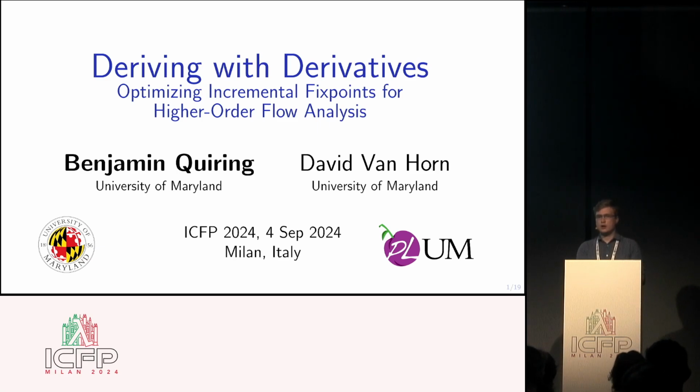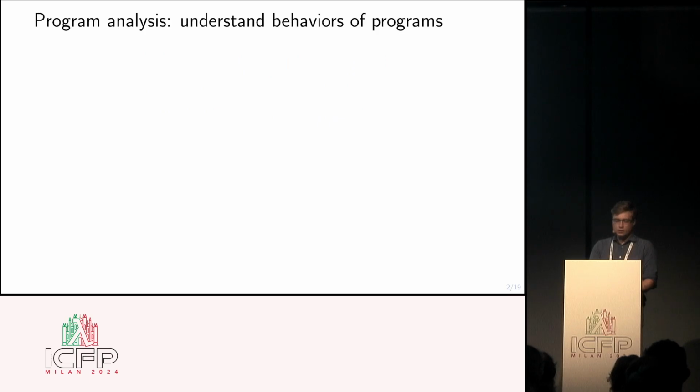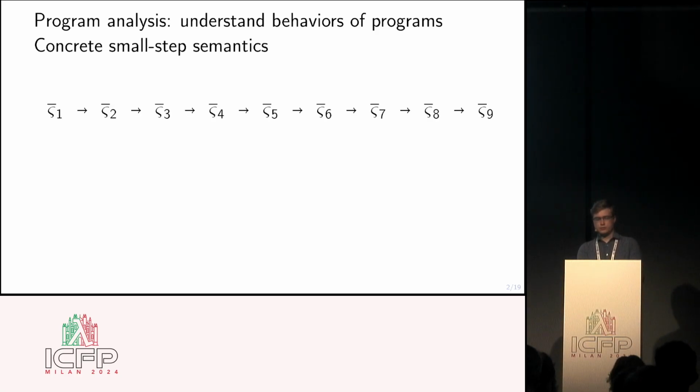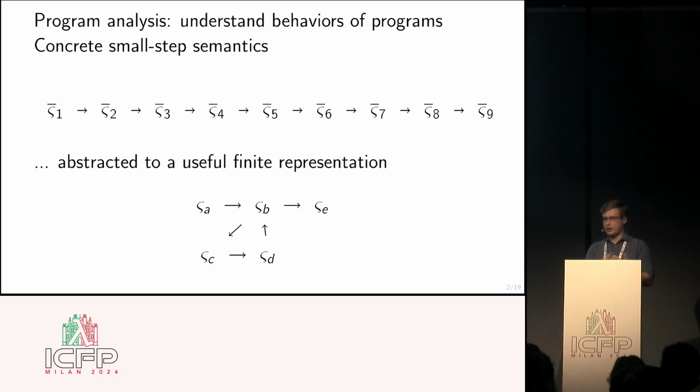So what I want to do in this talk is go over an example kind of program analysis, and then how we might derive an efficient implementation of that. So for some background on program analysis, what we want to do is understand the behaviors of programs. For a small step semantics, that looks like the traces of the programs, where you step between the states. But traces are infinite and uncomputable, so we have to settle for some kind of finite abstraction.